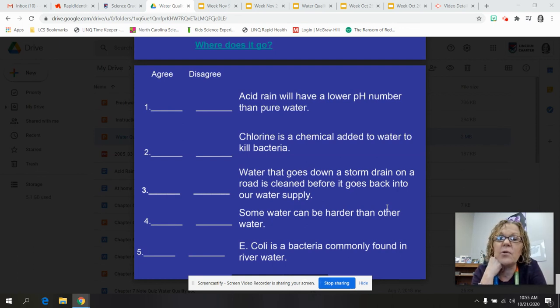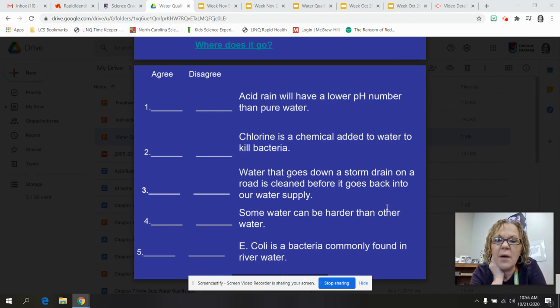Chlorine. Chlorine is a chemical added to water to kill bacteria. That is true, okay? We know that. But we have safe amounts of chlorine that are added to our waters. Number 3, water that goes down a storm drain on a road is cleaned before it goes back into our water supply. Yes and no. It depends on what you define as our water supply. No, it's not cleaned before it goes into the lake, but yes, it would be cleaned before it goes into our water supply that we use when we turn on our faucet, okay?